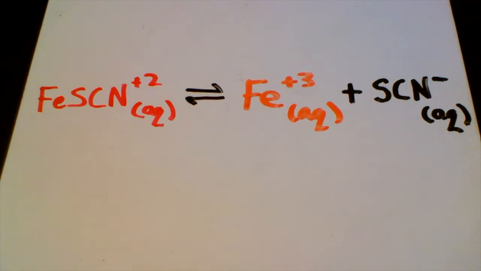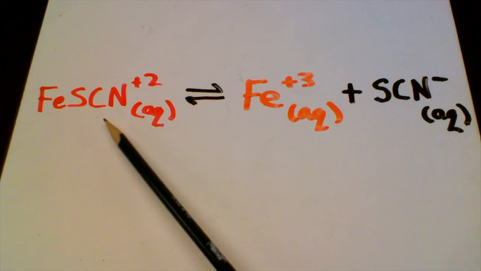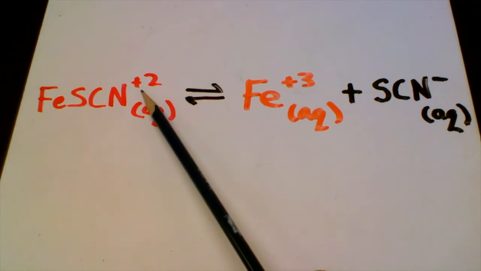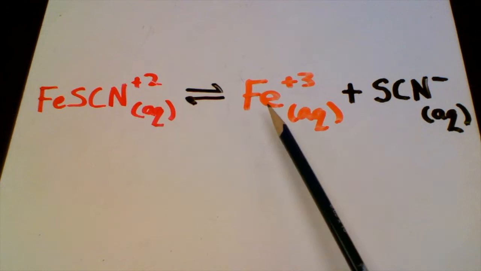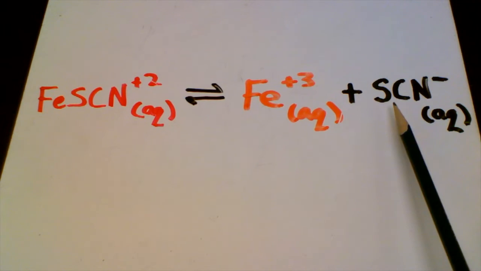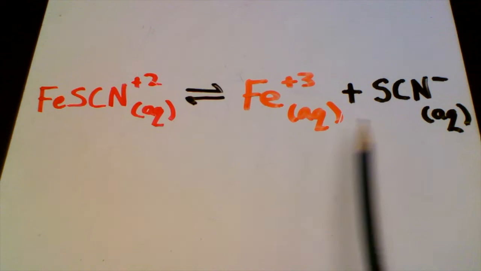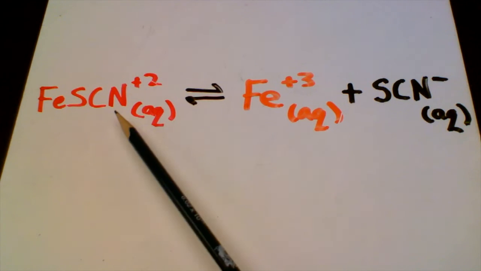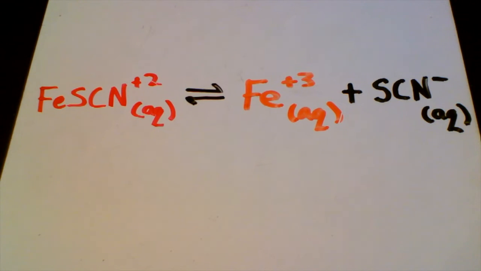For part B of our experiment, this was the equilibrium that we saw, and we have to note that the FeSCN plus 2 ion is really more of a deep red color, and the Fe plus 3 is more of an orange color, and the SCN minus ion does not have a color, it is colorless. So referencing these colors, you can determine which way the equilibrium shifted when you added the different other solutions.